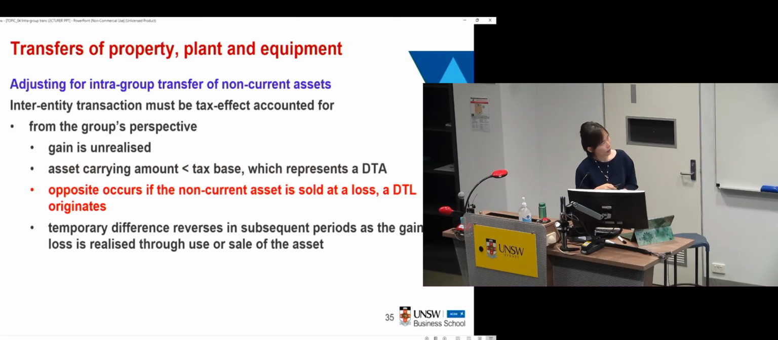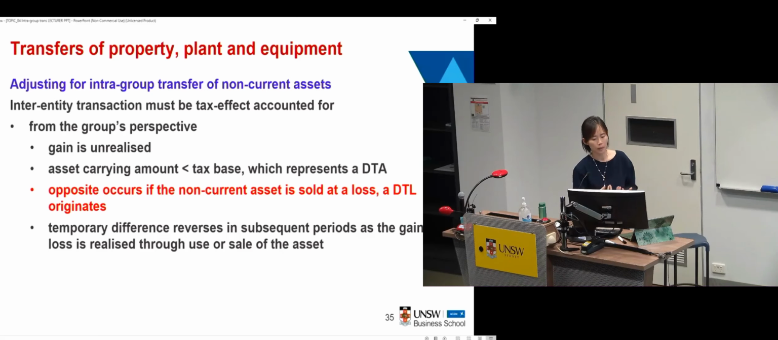Now, you can see for the inter-entity transfer of PPE, you also have to consider the tax effect entry if there are any unrealized gains or loss from the group viewpoint. If the gains remain unrealized, then we need to eliminate these intragroup gains, and we also need to adjust the carrying amount of the PPE. Usually the adjustment will result in the carrying amount of PPE being lower than the tax base.